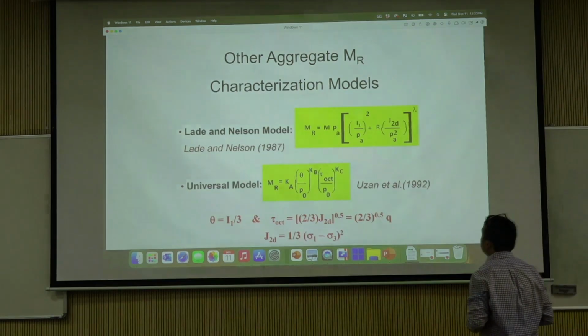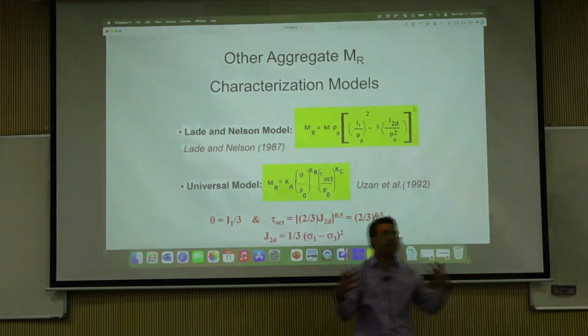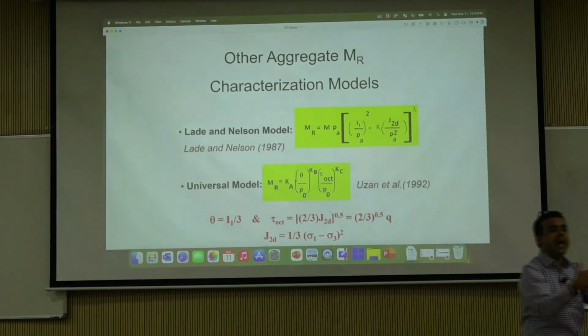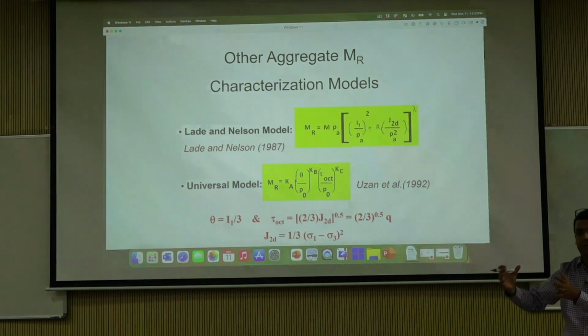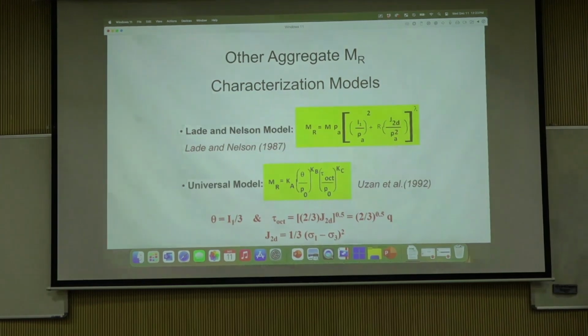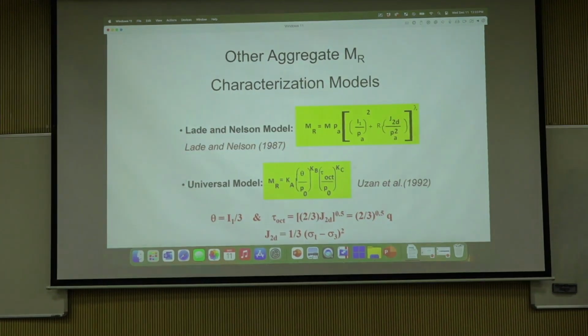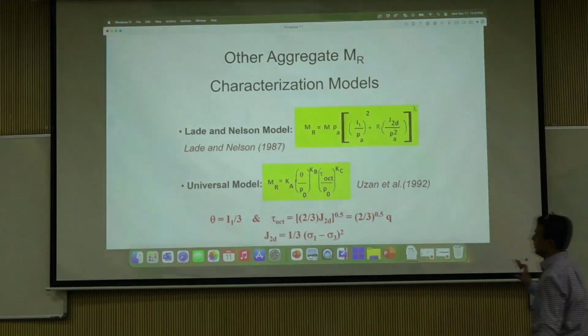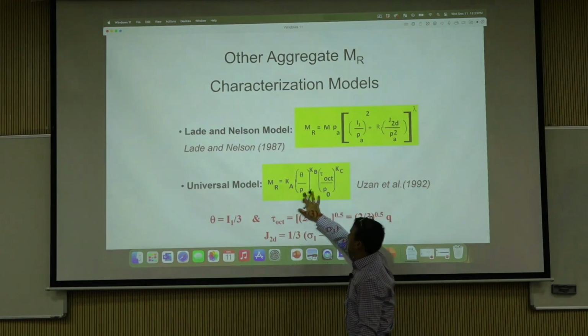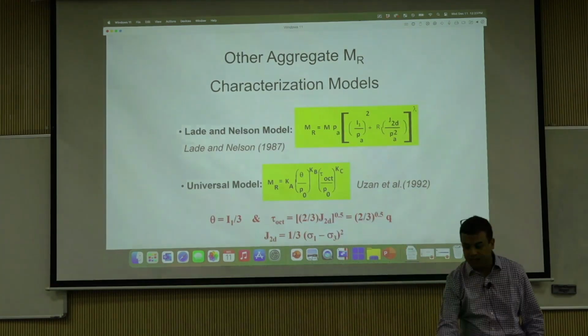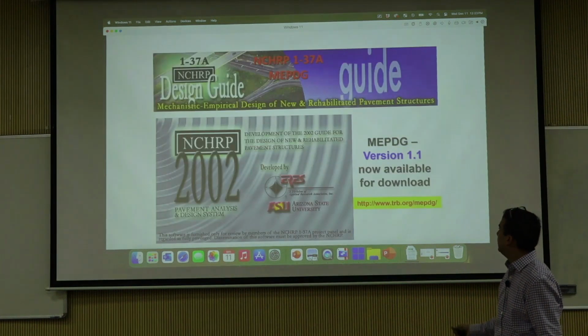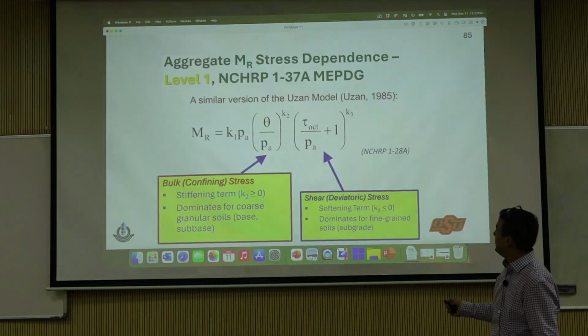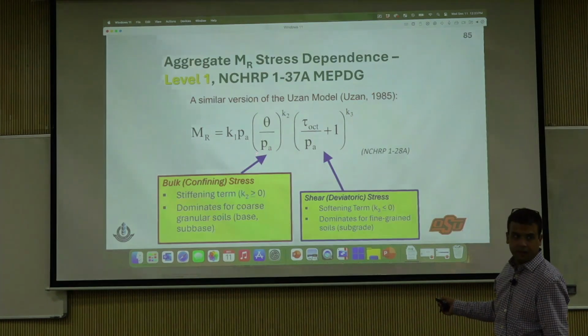There is this thing called the universal model. So now look at this. It has a theta component, which is the bulk stress component, which is helping the system. It has a tau octahedral component, or a shear component, because remember, tau octahedral in a cylindrical test is nothing but sigma d. It's the deviator stress component, right? And that's the shearing. That's what's hurting the system. You're isolating those two. And then this is also P0. Then they changed it a little bit to MEPDG, where they did this, and then they introduced PA in here.